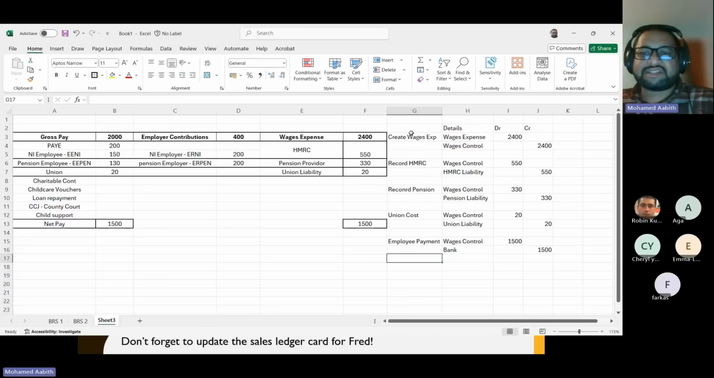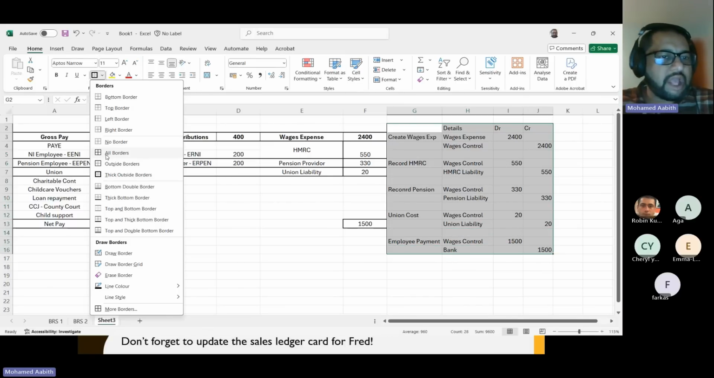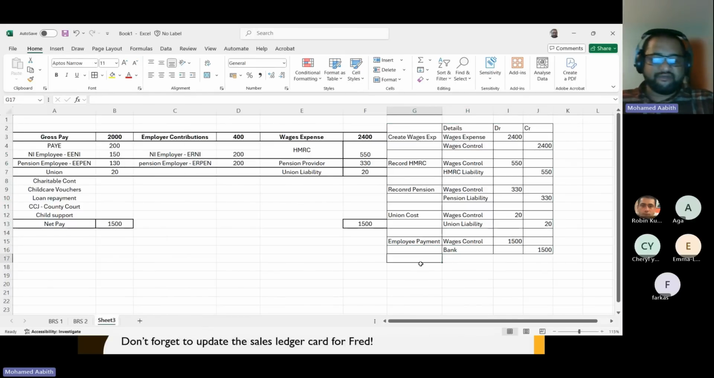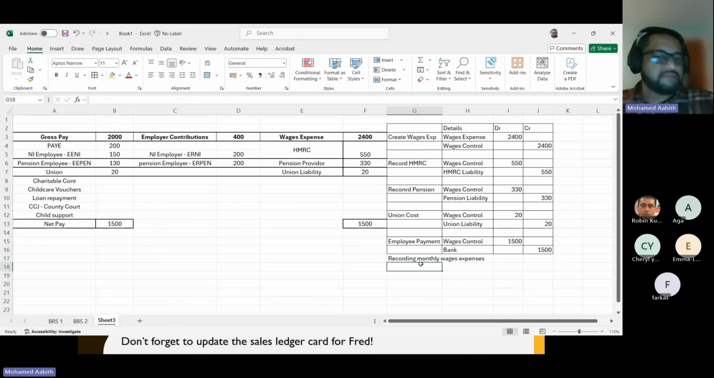When we've done this, if you notice, for all of these journal entries we have to put a memo at the bottom of it. After you've done all these journal entries, we say recording monthly wages expenses. Yeah, this is the narrative. I don't have to do any more there. Can you see here, every entry has a debit and a credit? Can you see all of this matching each other?